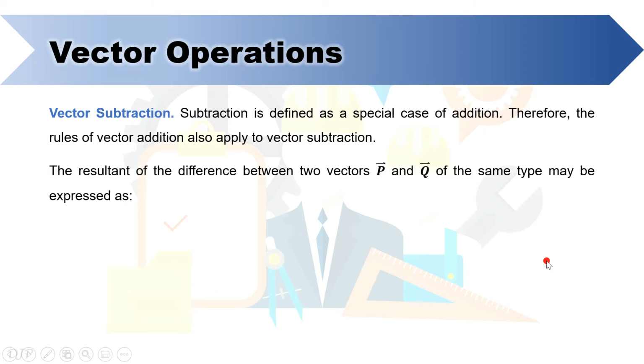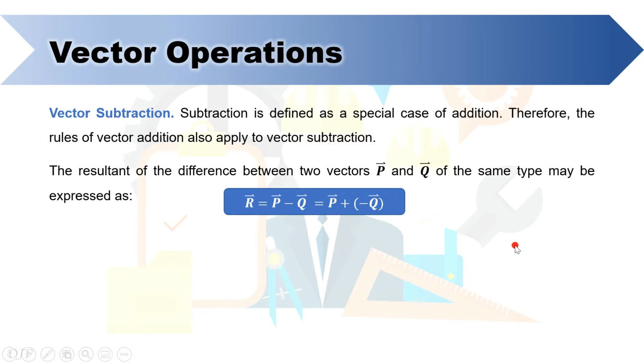For example, we are tasked to get the resultant of the difference between two force vectors P and Q. Then we can simply write resultant R is equal to force vector P minus force vector Q, and then modify it a little to make drawing the illustration easier by expressing resultant R as equal to force vector P plus negative of force vector Q. To visualize, let's consider first drawing a positive force vector P and a positive force vector Q acting on a particle.